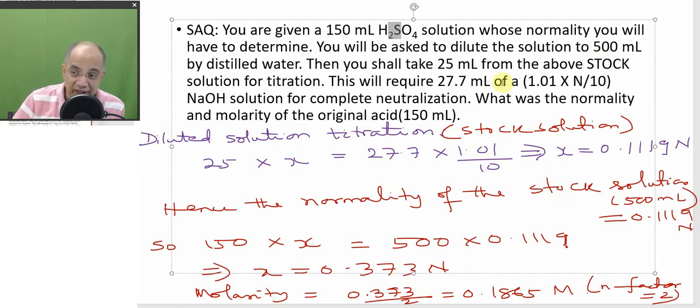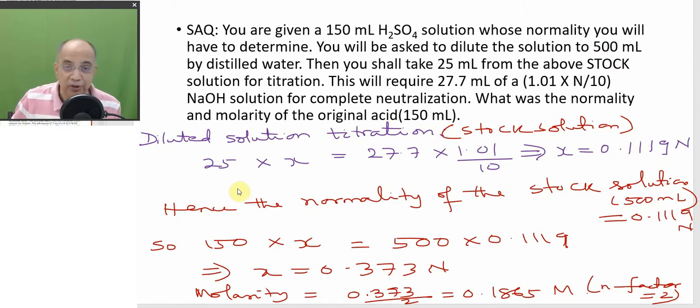So 27.7 into 1.01 by 10 is equal to 25 into x. So the x comes to 0.1119 N. Right? So this is the normality of the entire stock. Remember, this is not the concentration of only the 25 ml that you have drawn by using a pipette. It is the concentration of the entire stock solution.